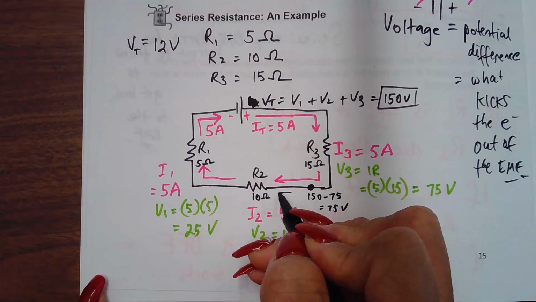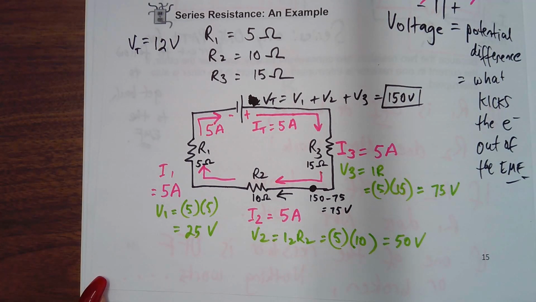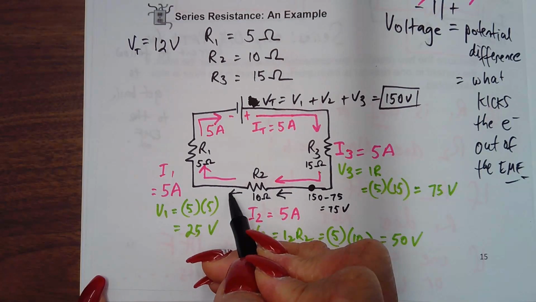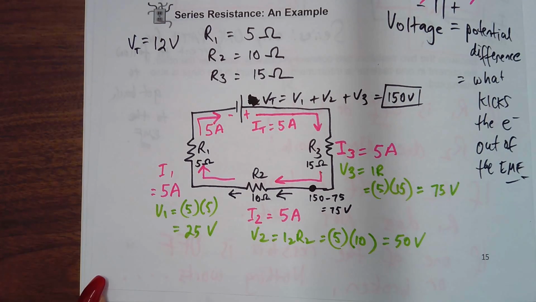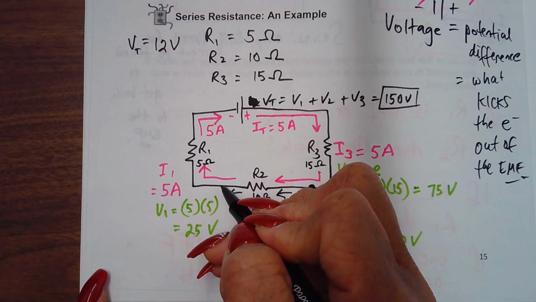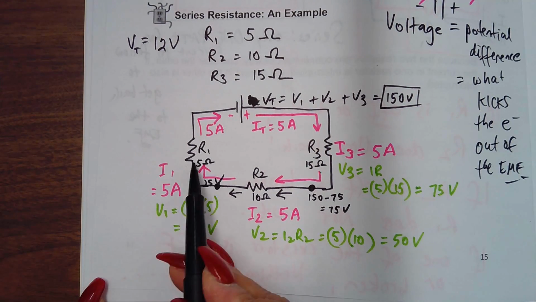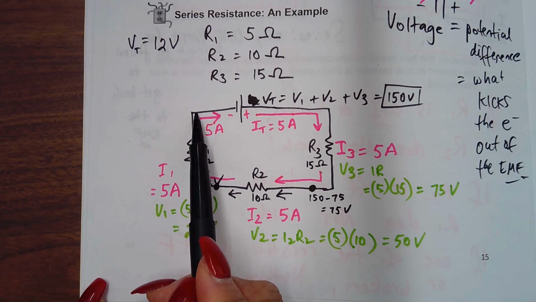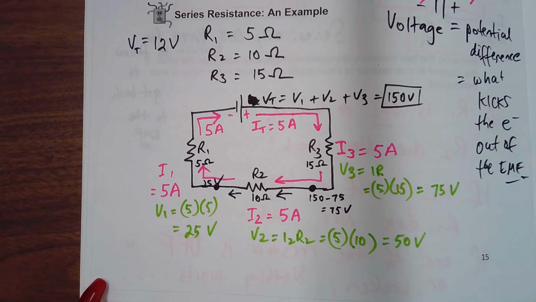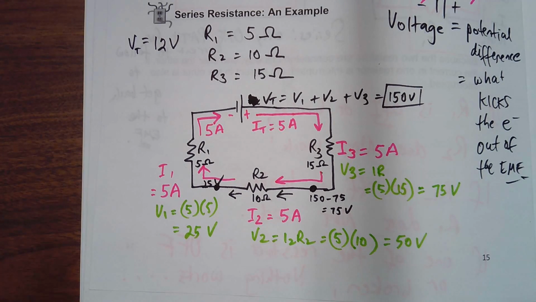So now it's going to go and power up R2. It's going to drop only 50 volts. So what's going to come out of it? It's going to be 75 minus 50, which is 25 volts left. So what's in this wire is 25 volts right here, which will then be used up by R1. So by the time it gets back to the EMF, there's no more. It's gone. It's used up. Okay? Remember, voltage gets used up. Current in a loop remains the same.